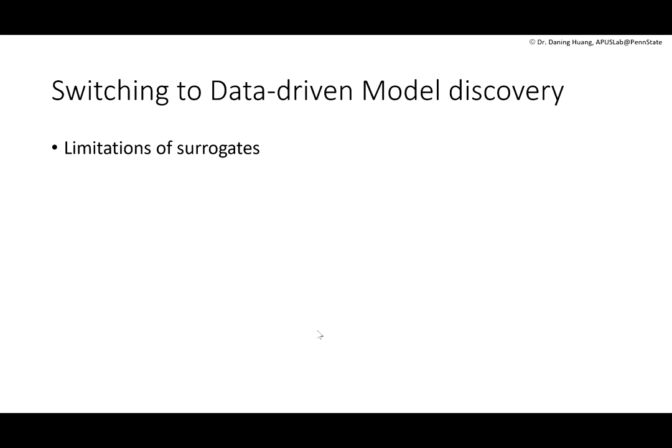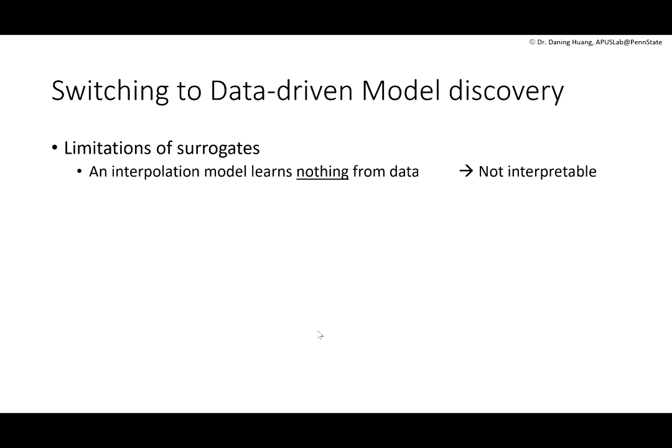Okay, so that's enough about the surrogates, and we indeed have achieved some success using the surrogates by accelerating the aerodynamic solver and by reducing the training cost, so that the surrogate is somewhat generalizable to some cases. However, it still has some limitations. One thing is that the model is not interpretable. It is just an interpolation, and it doesn't learn anything from the data, because it's just a black box.